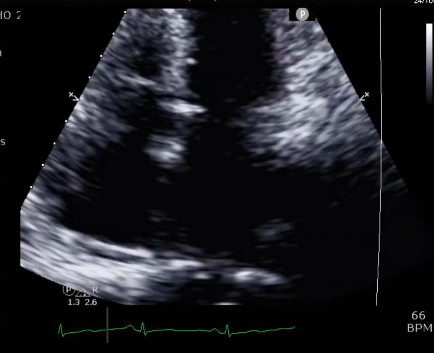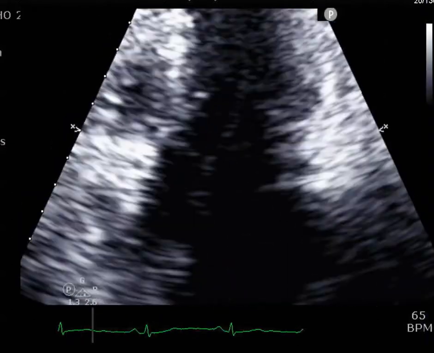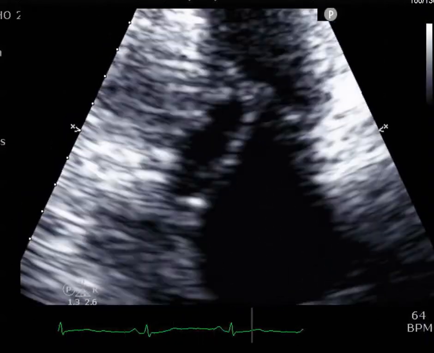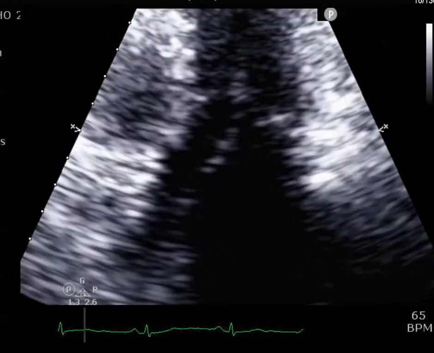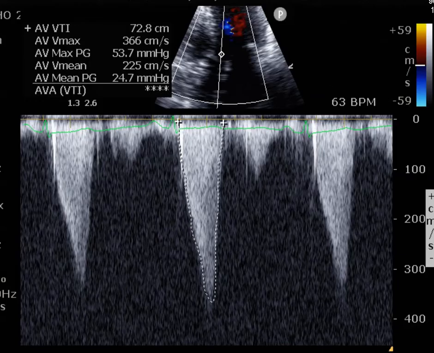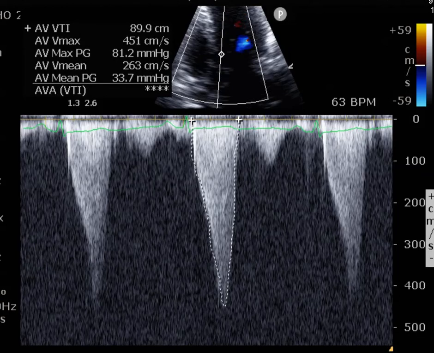So 4-chamber view, and now we're popping into the 5-chamber view. So initial CW across the aortic valve yields a Vmax of 366. Let's see how high we actually get. Up to 451, you get this classic dagger shape waveform for the CW across the aortic valve.